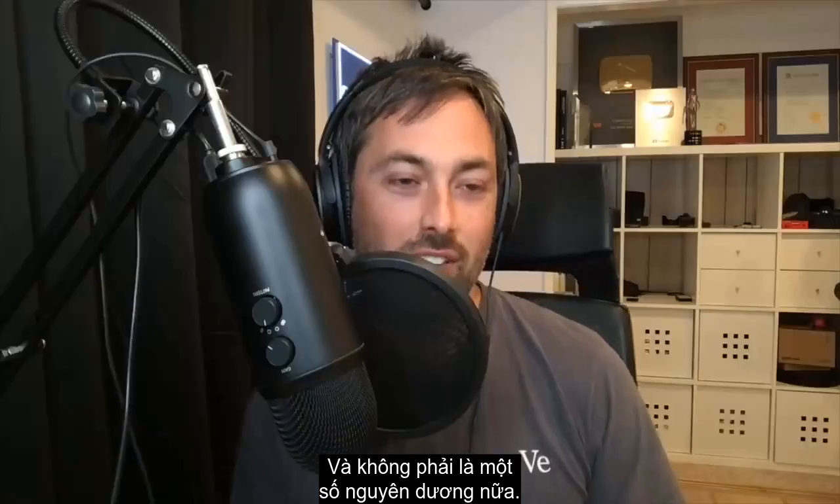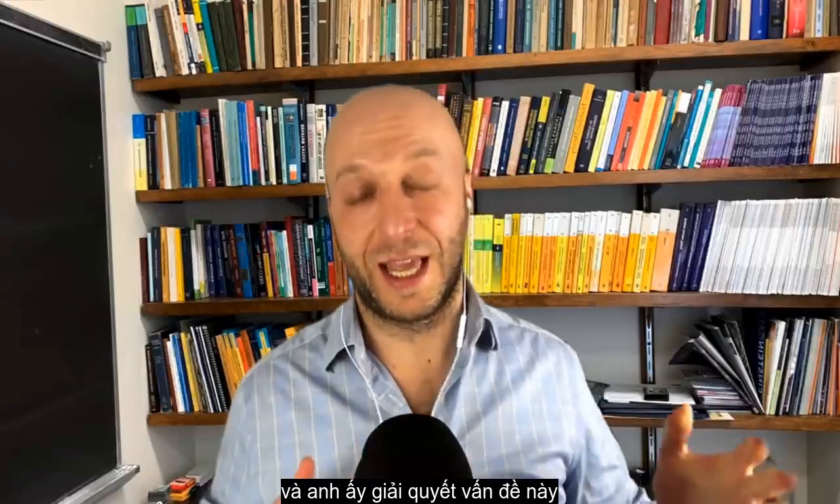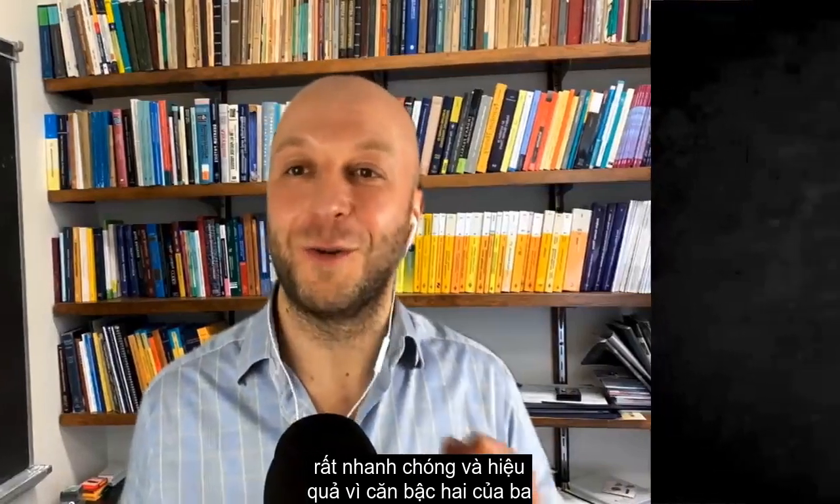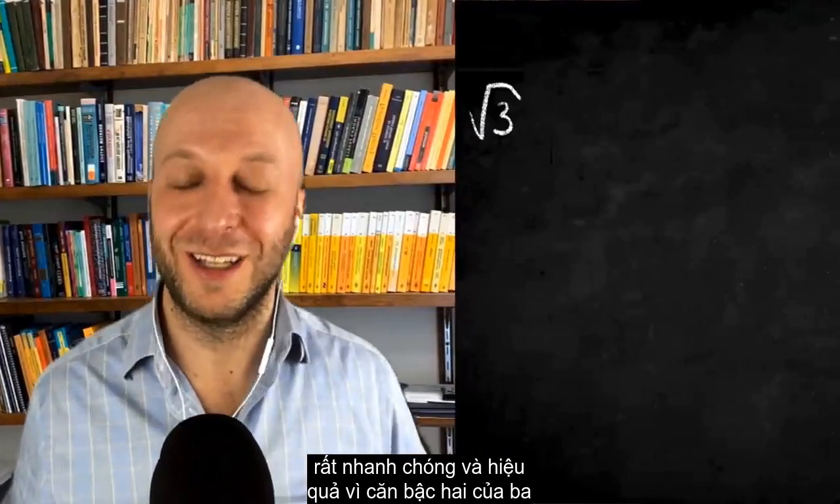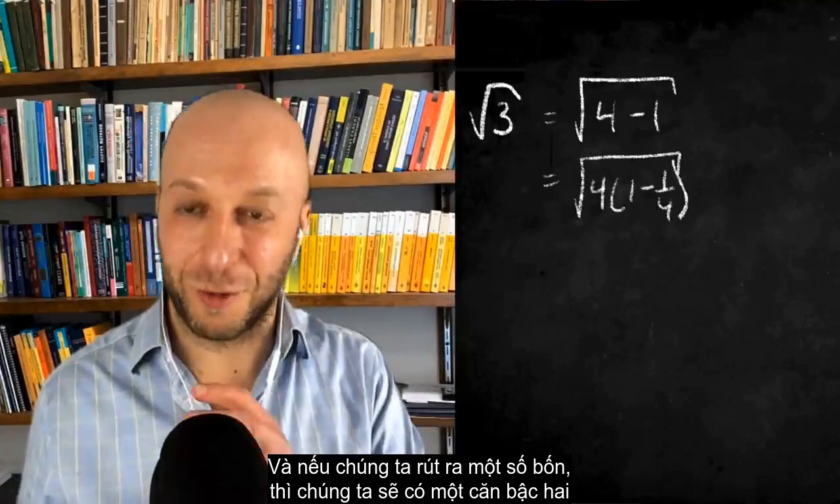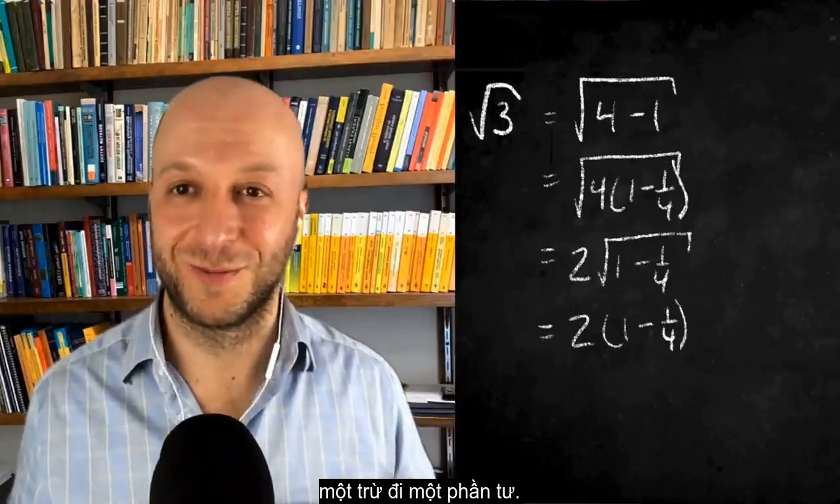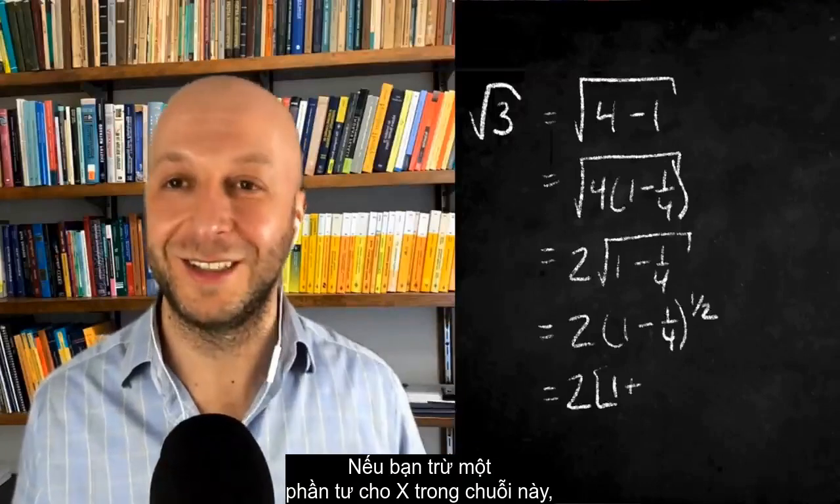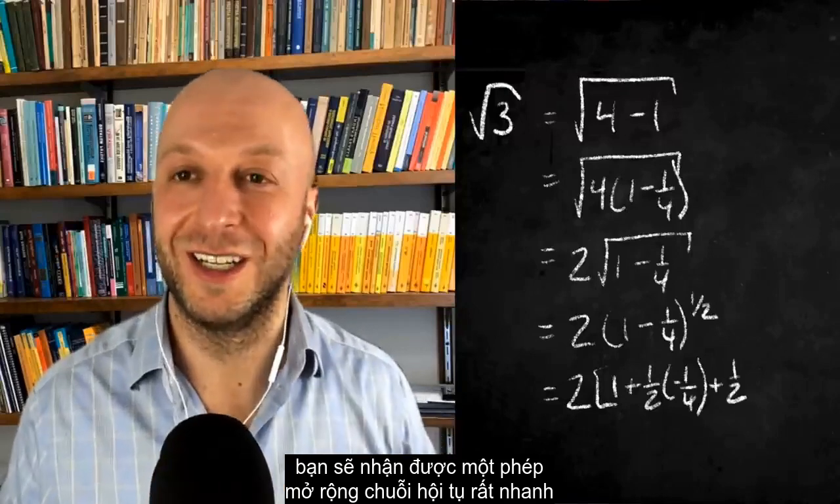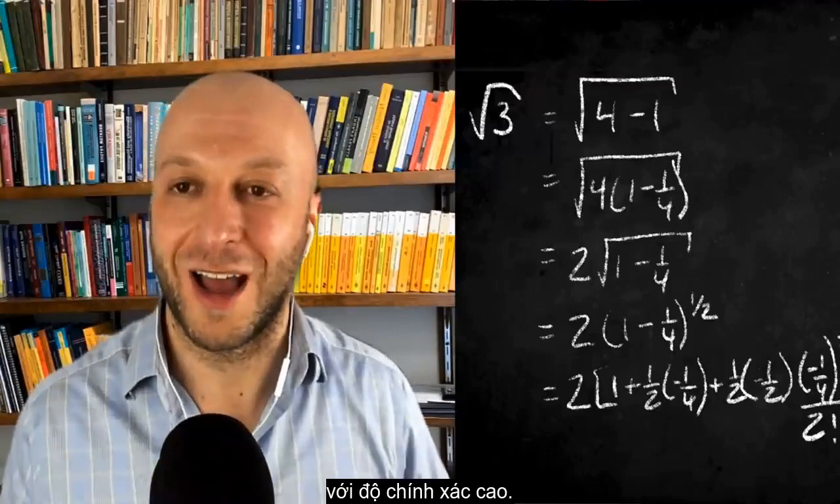n doesn't have to be a positive integer anymore. It doesn't have to be a negative integer, it doesn't have to be an integer. So now we're going to take n to be a half, and he works this thing out, and then he could do all kinds of things. For example, he could work out the square root of 3 very quickly and efficiently, because we can write 3 as 4 minus 1, and if we pull out a 4, then we get the square root of 4, which is just 2, times the square root of 1 minus a quarter. If you put in minus a quarter for x in this series, you'll get a very rapidly converging series expansion that will quickly give you the square root of 3 to high accuracy.